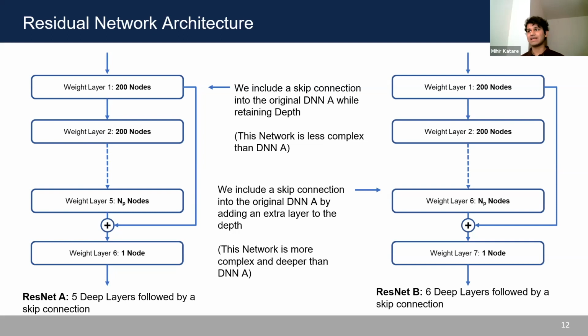And the reason that we need to take a look at both of these is because we want to ensure that the improvement in accuracy or performance that we get is because of the skip connection and not just because we improve the complexity of the network. So ResNet A, for example, is less complex than the original DNN. ResNet B is more complex. So ideally, we want to see good results for both of them.